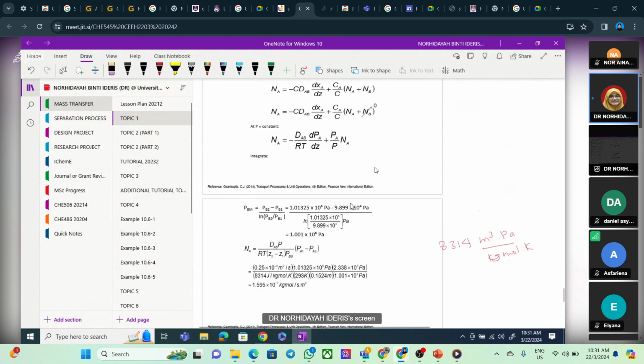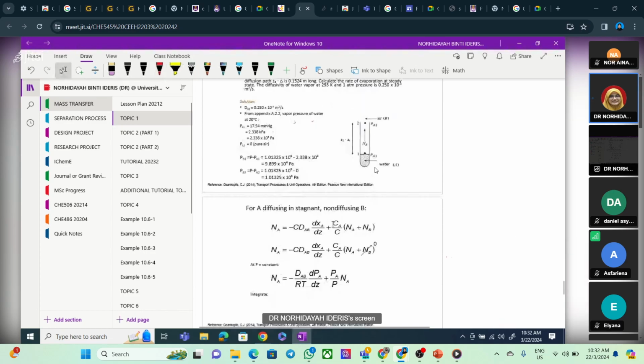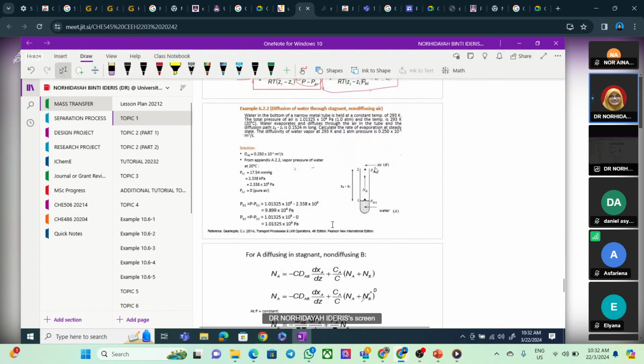Ni yang saya betulkan tiba-tiba je, 8314 tu betul tapi unit dia tu. 8314 J over kilogram mol dot K is also equivalent to 8314 meter cubic Pascal over kilogram mol dot K. Okay, so you read the question first. All these questions are actually extracted from the textbook. So you read the question first and extract the information.